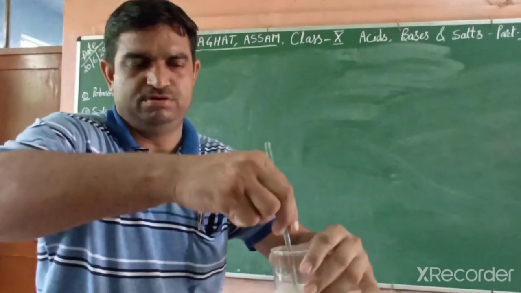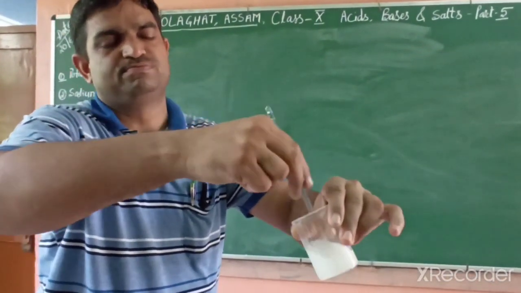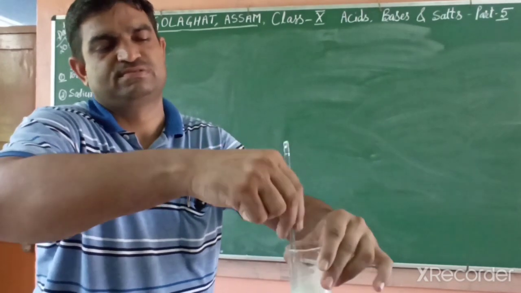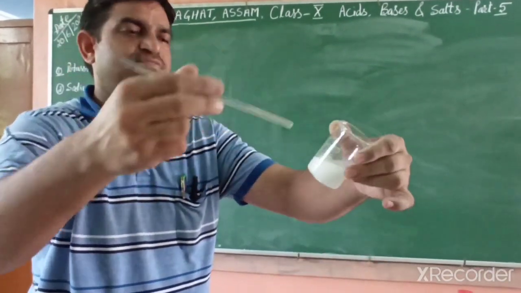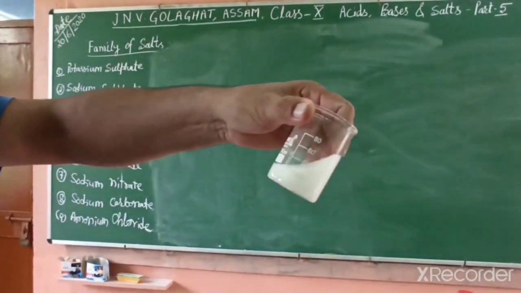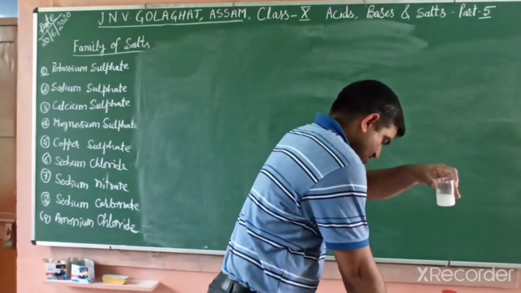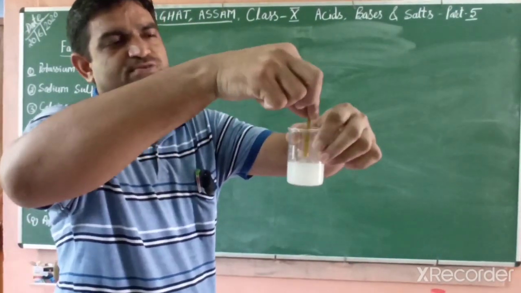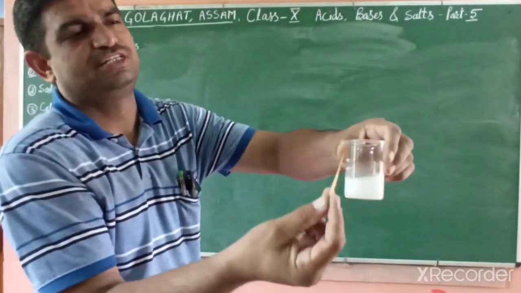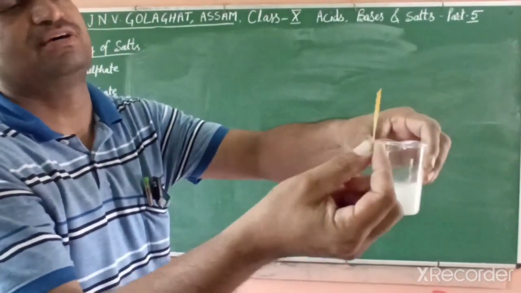It dissolves, not completely dissolved, soluble. White precipitate comes. Lead acetate. This one is a lead acetate, not completely soluble and brownish color, and we want to check its pH. Its pH is like orange color, it is acidic salt.